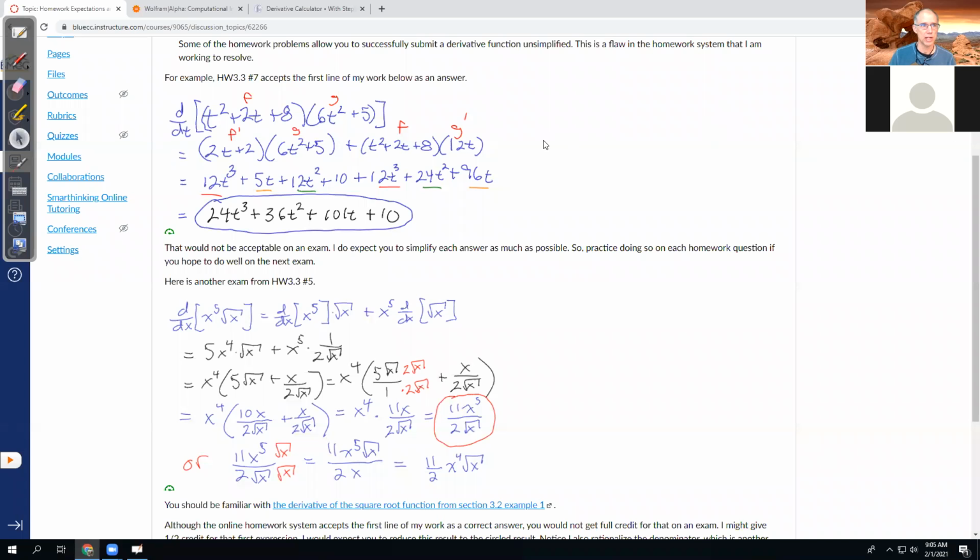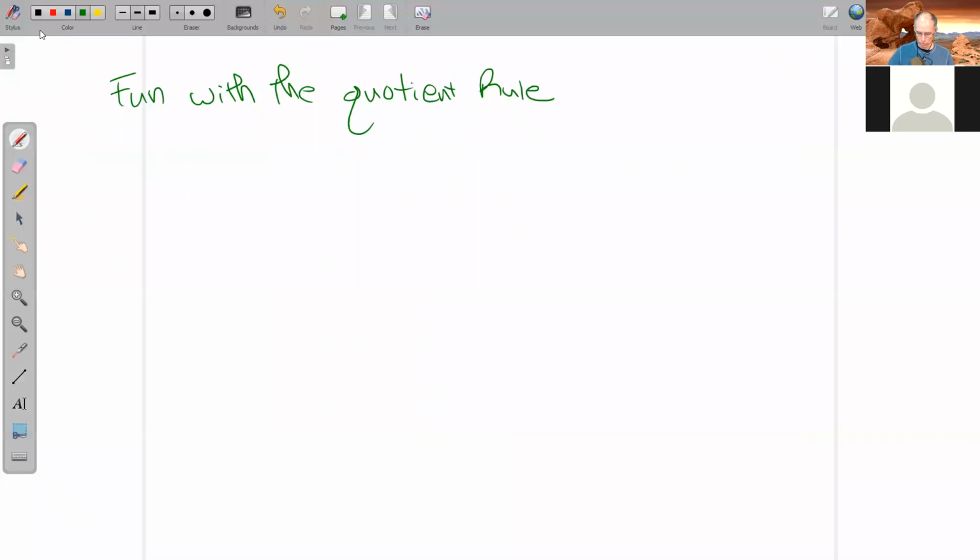So let's look at a few examples of simplifying product and quotient rules. We're going to look at the quotient rule first because that one is more fun. Remember what the quotient rule says.